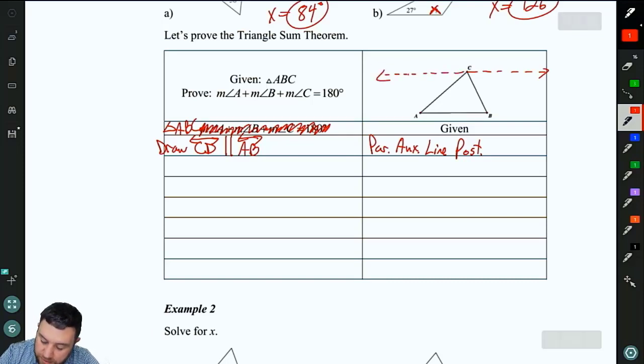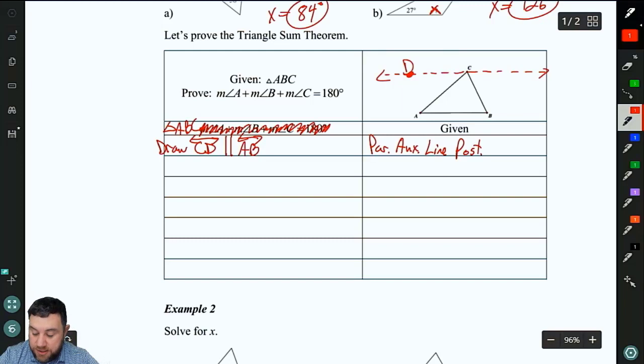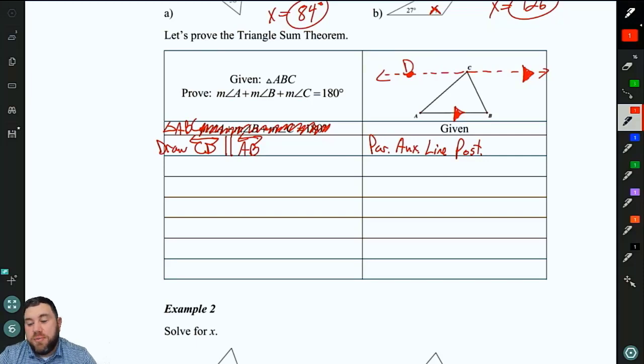Okay, and I know I need point D on here because I called it line CD. And I know that this line is parallel to that line. And that's one of those things that most people will not think to do if they were trying to prove this on their own.